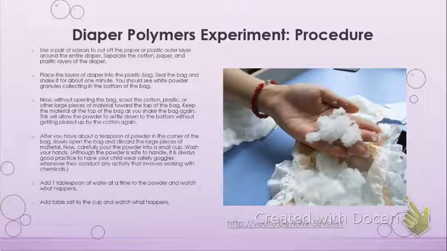The experiment today has a lot of very important steps, so I did not want you to just read them. So I'm going to show you a video that I recorded for you that shows how to perform this experiment correctly.